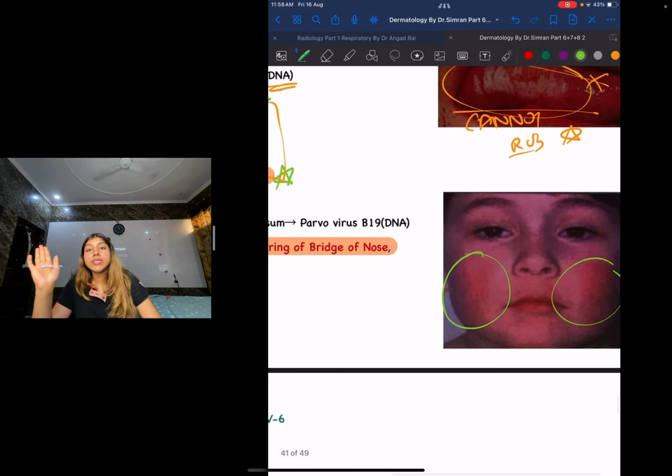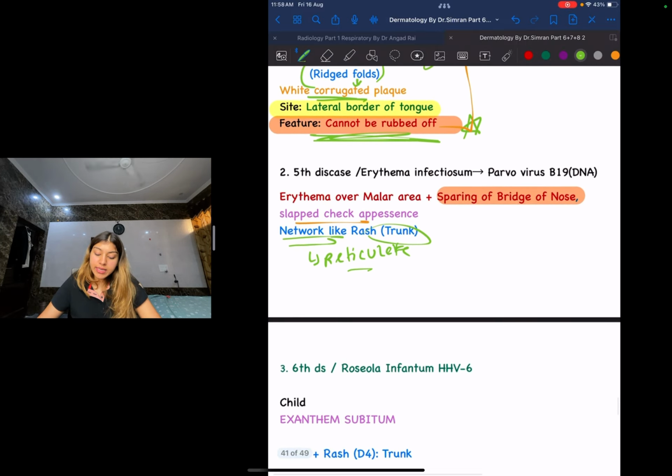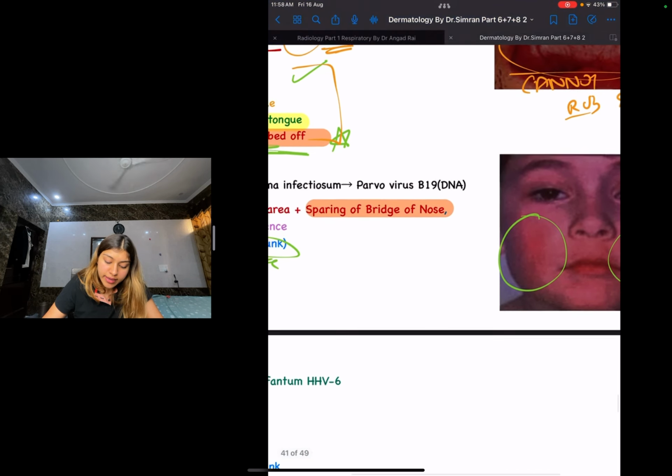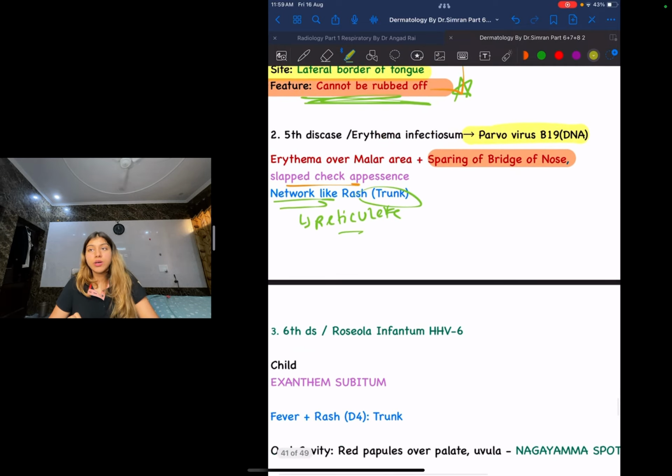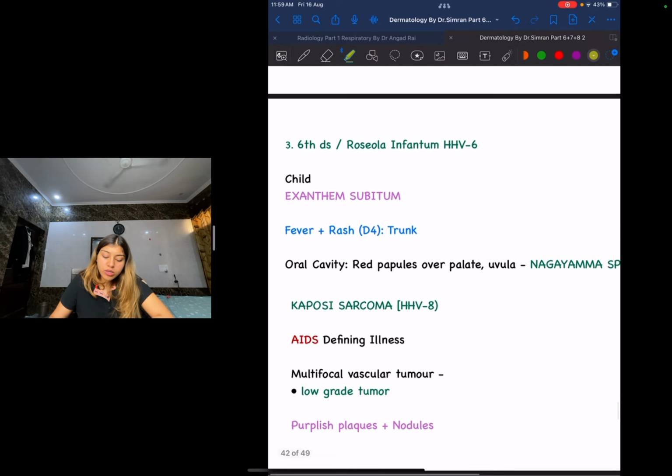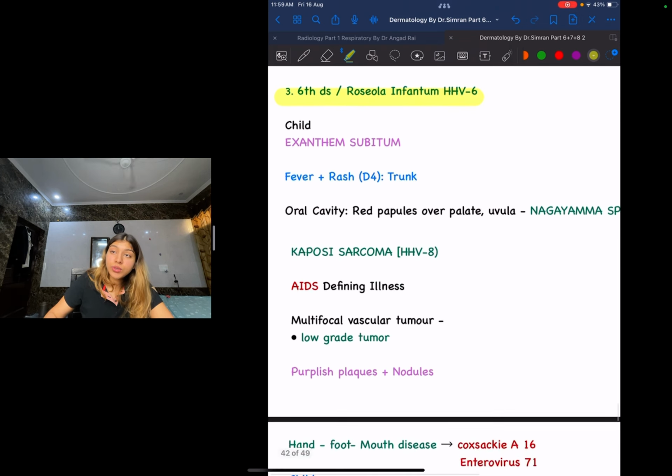This is your slapped cheek or your fifth disease, and this is caused because of what? Very, very important guys, it is caused because of parvovirus B19, and again that is a DNA virus. Okay, next guys, let us talk about the sixth disease. Under sixth disease, what you need to know is roseola infantum, that is your HHV6.